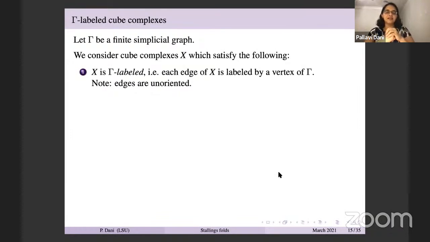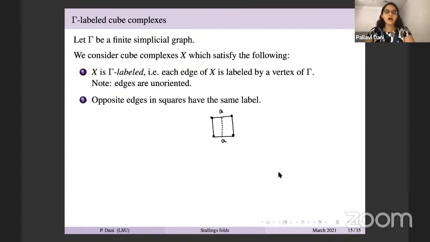So the first property is that the cube complexes are what we call gamma labeled. Each edge of X is labeled by a vertex of gamma, or in other words, a generator of the group. And here it's more convenient to use unoriented edges. This has to do with the fact that the generators have order 2, so there's no orientation because S is equal to S inverse for every generator. And then we want the property that opposite edges in our cube have the same label.